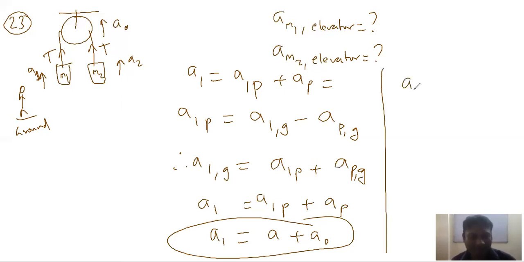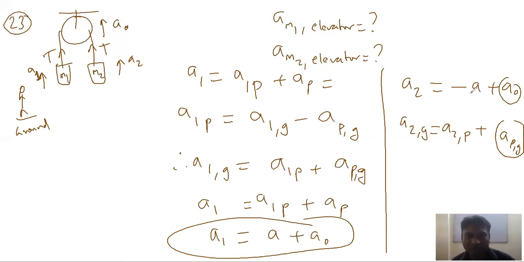Similarly, let us think about A2. So it will be minus A plus A0. Why? Because acceleration of 2 with respect to ground is acceleration of 2 with respect to pulley plus acceleration of pulley with respect to ground. The pulley is moving up, so plus A0, and acceleration of 2 with respect to pulley is moving down, so minus A. So A2 value will come out to be minus A plus A0. Once you have understood this, let us use Newton's law equation. So for M1, the Newton's law equation we can write.